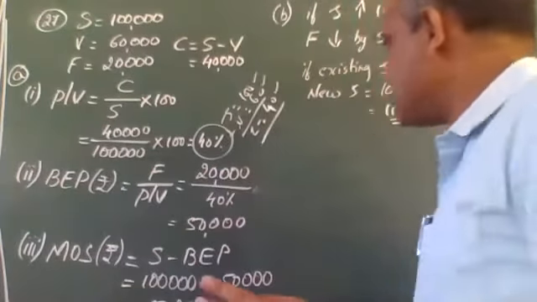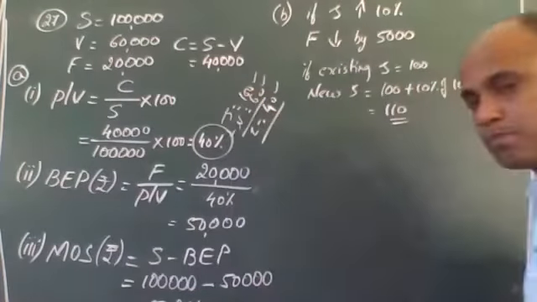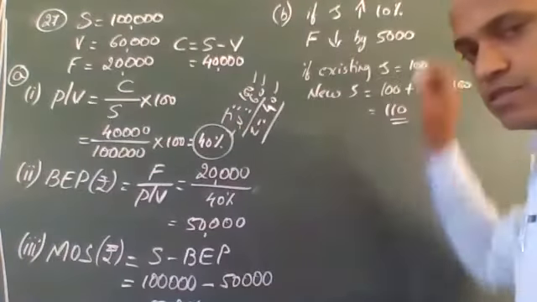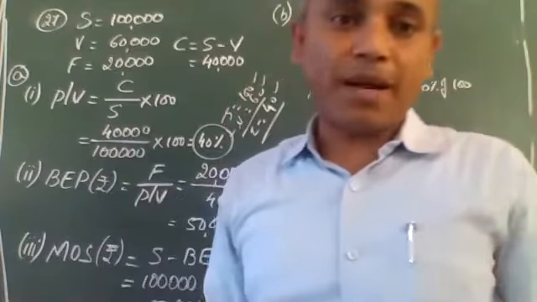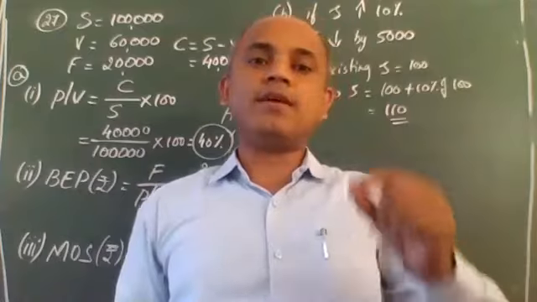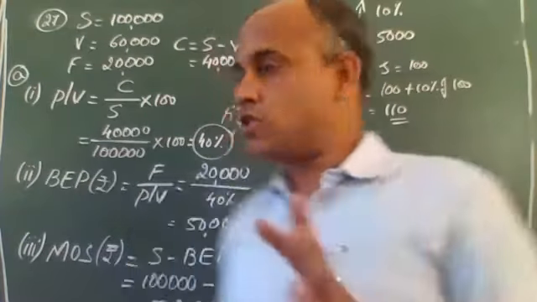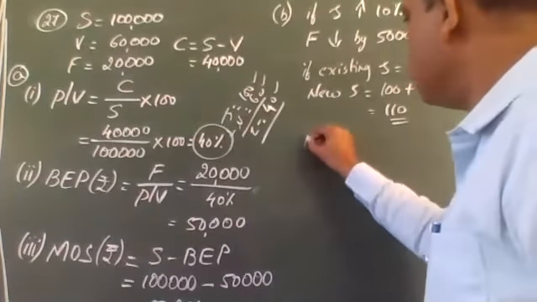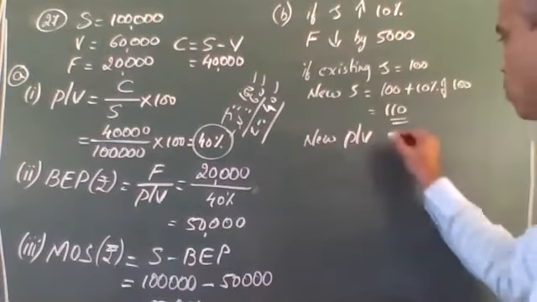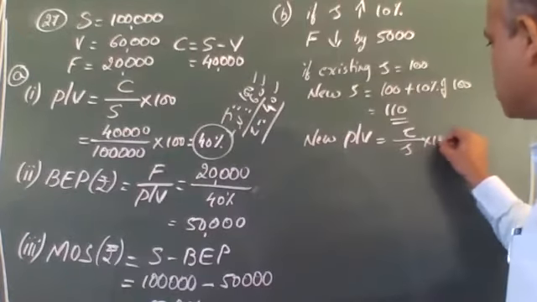So the present selling price is 100. The present variable cost is 60. The present contribution is 40. If the selling price increases, we have to assume that only the selling price has increased and there is no change in the variable cost per unit. So according to this, the new PV ratio will be new contribution per unit by new selling price into 100.